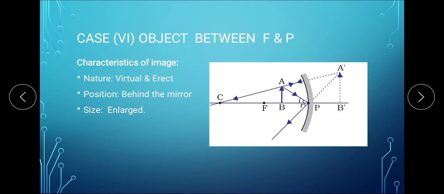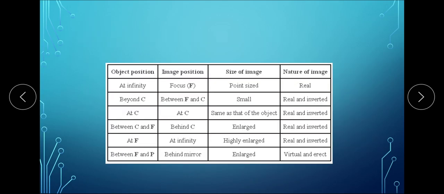Right? So the image is virtual, and virtual image is always erect, and the position of the image will be behind the mirror, and you can see it will be larger than the object. So the size of the image will be enlarged. So these are the 6 cases which we have. These are the 6 cases of ray diagrams for concave mirror. This is the summary of all these 6 ray diagrams.